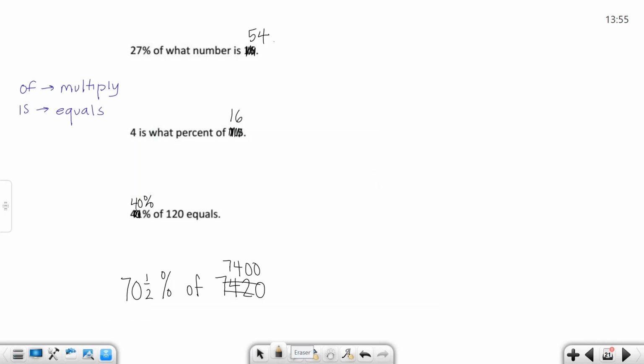So I'm changing these up where they'll be nice and good numbers. So we're going to start back over with that last one. And if you have the notes already printed out, go ahead and change these to these numbers. So we're going to do 27% of what number is 54.